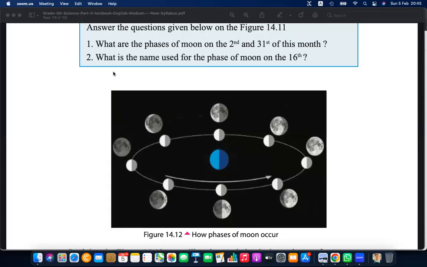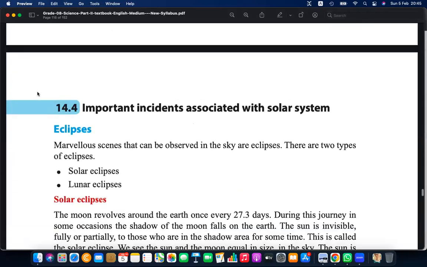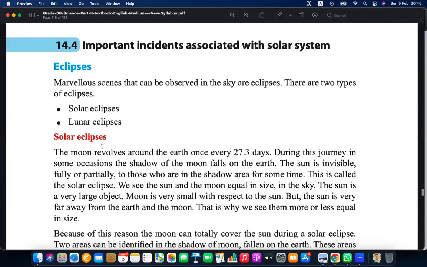Okay, so before that, let's learn about these eclipses also, right? This is some interesting phenomena happening. Solar eclipses and lunar eclipses. Lunar means the moon, solar is sun. Here you can see the moon revolves, the revolution time of the moon is 27.3 days. Okay, how does a solar eclipse happen and how does a lunar eclipse happen?